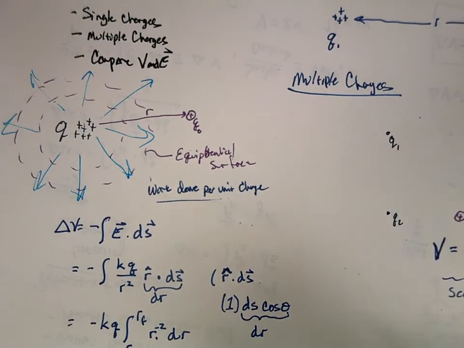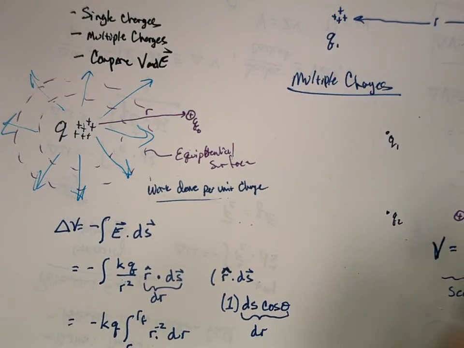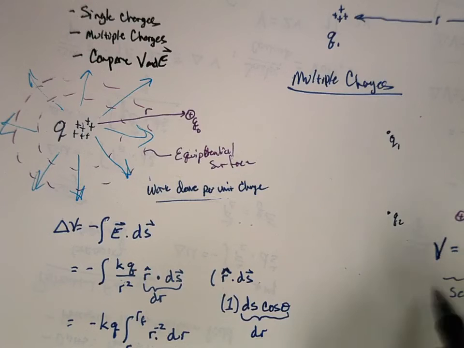So you can kind of relate it like this. This is our scalar. This is our vector over here.